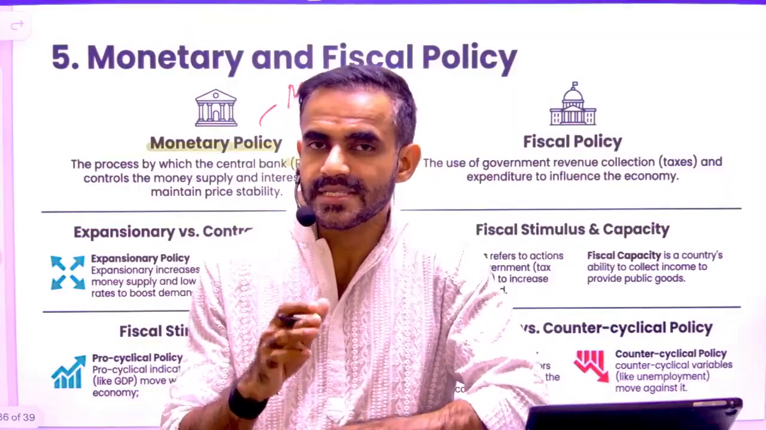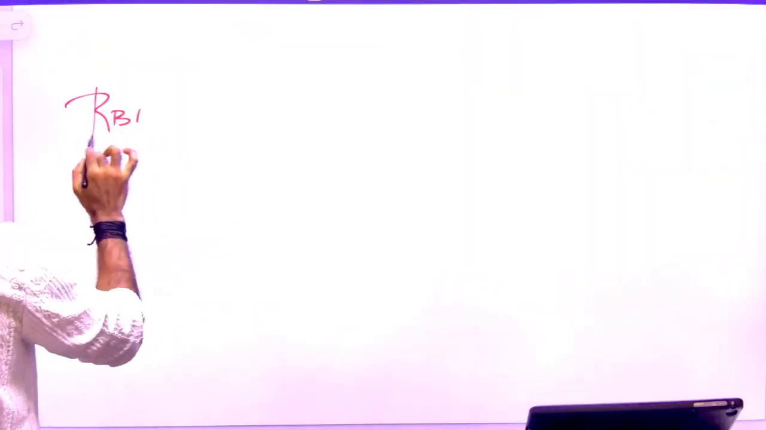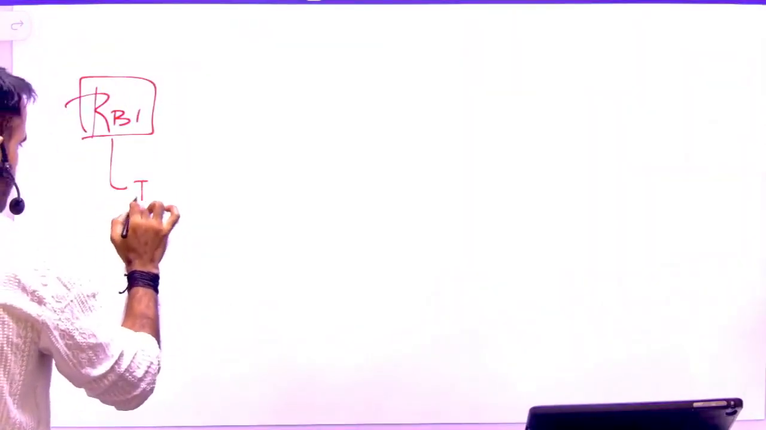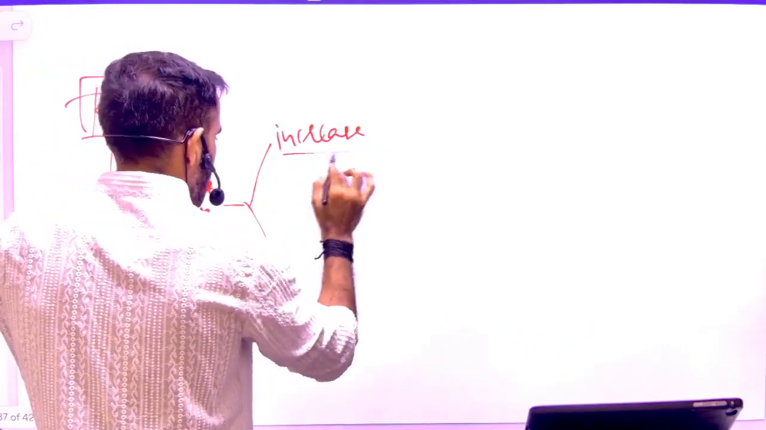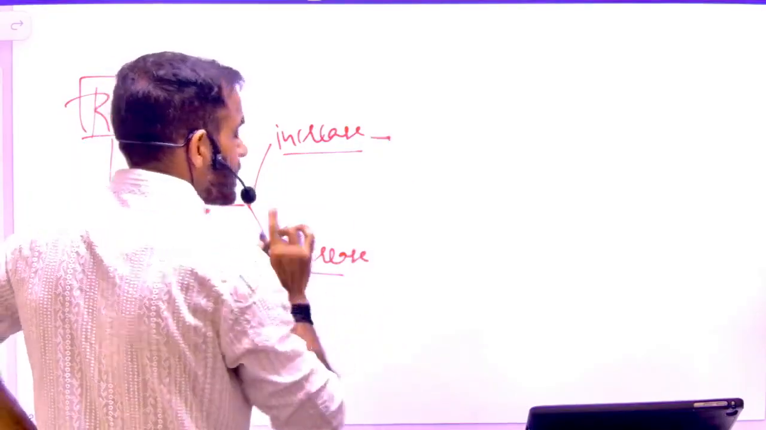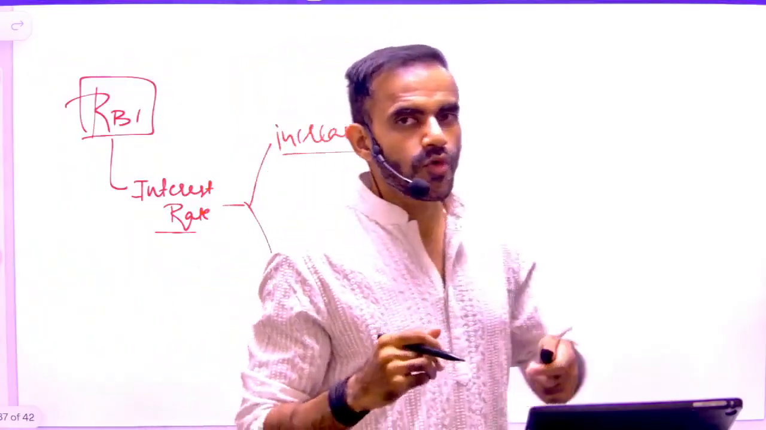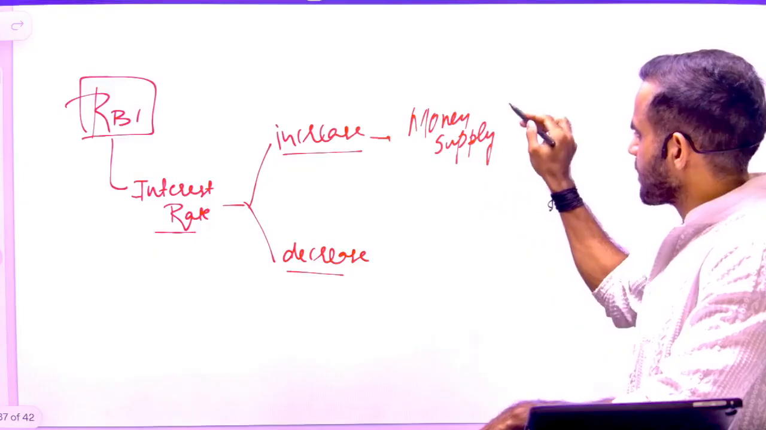This is referred to as expansionary monetary policy. Okay, now let's try to understand it using the same example. So if RBI increases the interest rate, what will happen? And if it decreases the interest rate, what will happen? If it increases the interest rate, please remember, it will be relatively difficult to borrow money. So what will happen? The money supply will go down.